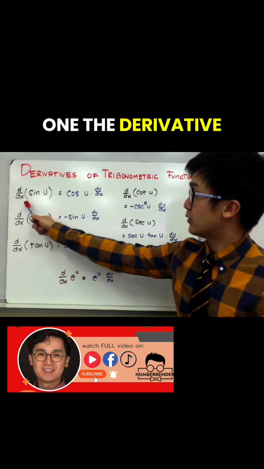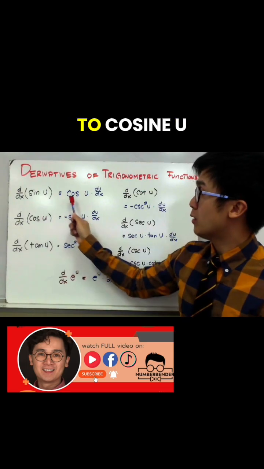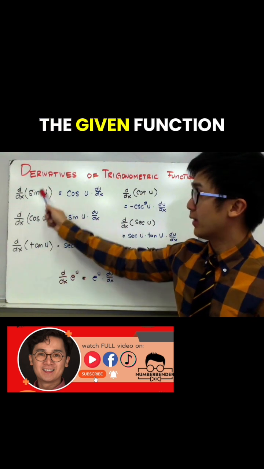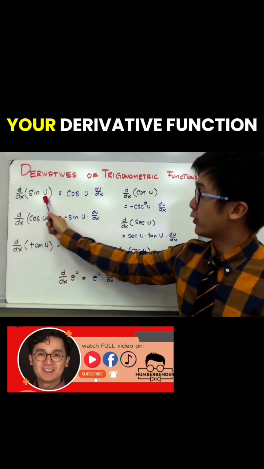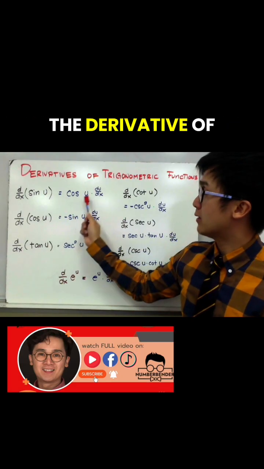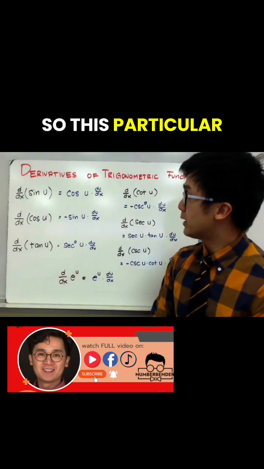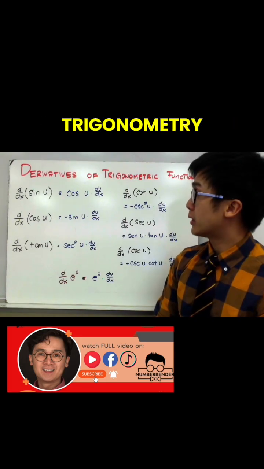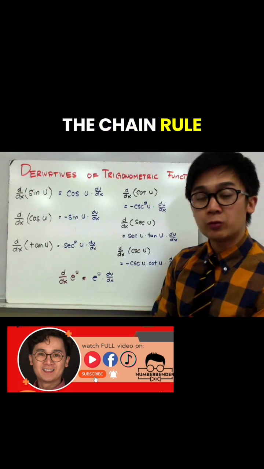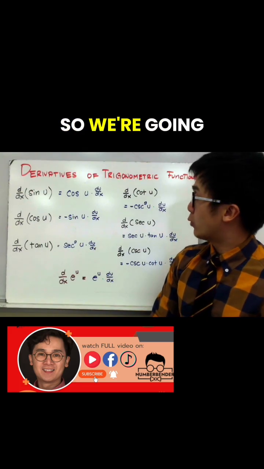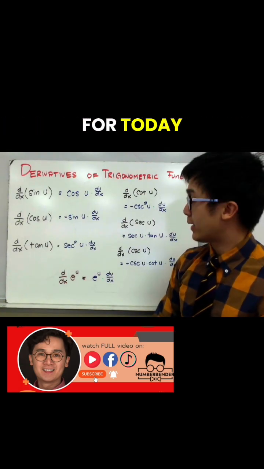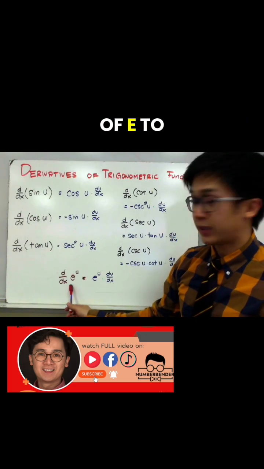For this one, the derivative of sine u will be equal to cosine u du dx, wherein u is the given function or term in your derivative function, and du dx will be the derivative of u. So this particular rule for derivatives of trigonometric functions is similar to the chain rule that we had before. We're going to use these 6 trigonometric formulas for today, including the derivative of e to the u.